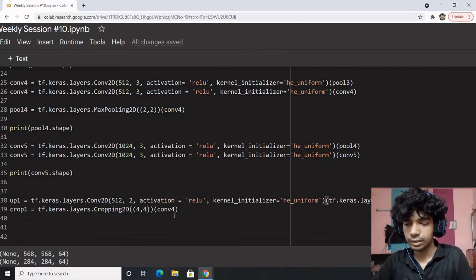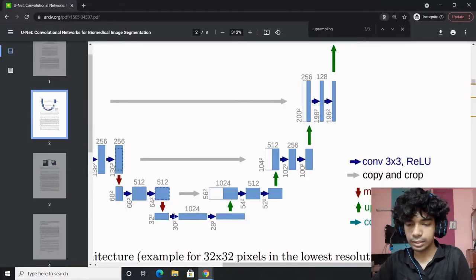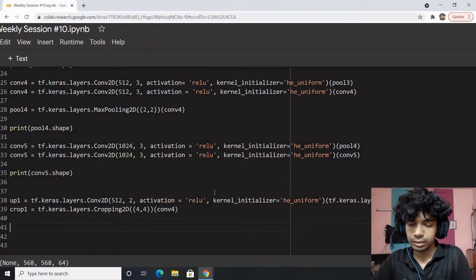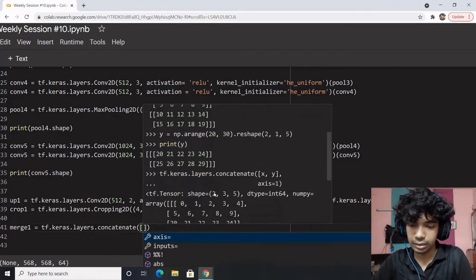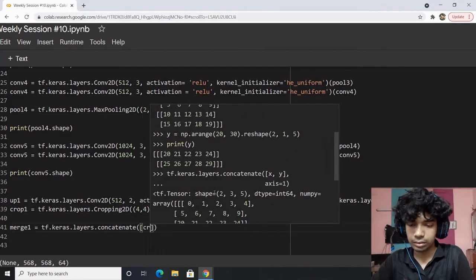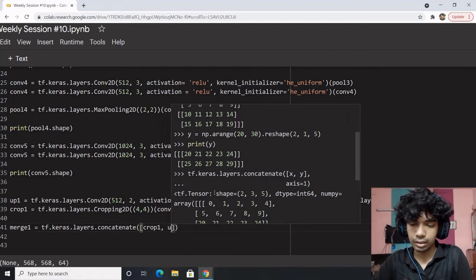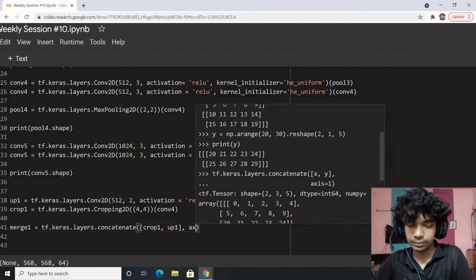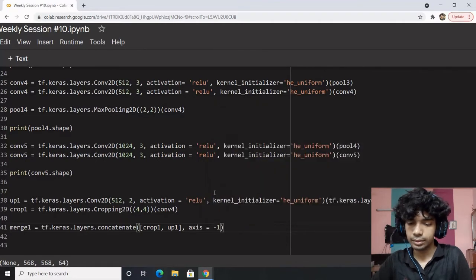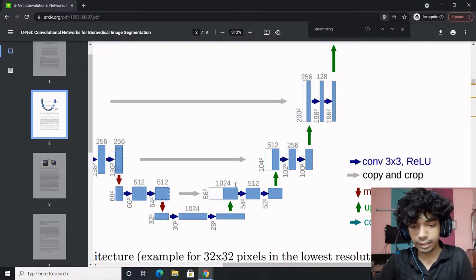Finally, these two would be merged in the order of cropping first, then the upsampling part, which I would call merge 1, as tf.keras.layers.concatenate of crop 1 and up 1. We have completed till here.